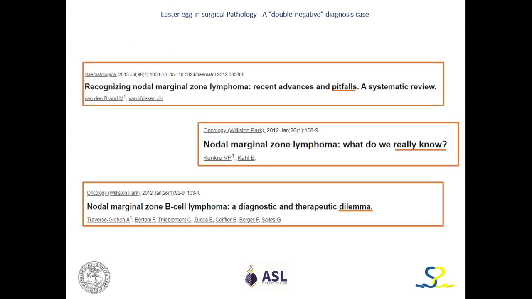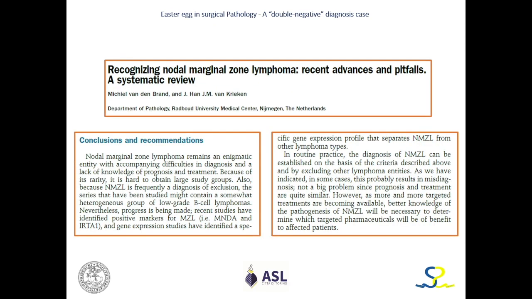We could say that nodal marginal zone lymphoma is a tricky lesion. Indeed, if you perform a search in PubMed, you come up with all these titles, and they are full of doubt, pitfall, dilemma, what do we know, and so on, implying that this lymphoma is far from being truly defined. Among these papers and reviews, I recommend this one. It is a very elegant work describing the pattern and the morphology of nodal marginal zone lymphoma thoroughly, and I think it is particularly indicated if you're approaching this pathology.